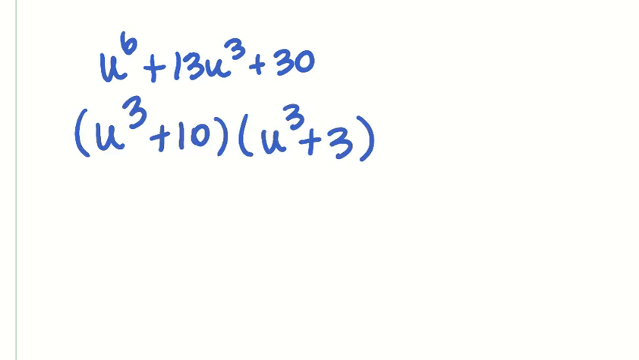Okay, there you go. And so I factored it in u to the third. And if you were unsure if you were doing this right, what you could do is check it by FOILing, because that's what factoring is. It's kind of un-FOILing in this case.